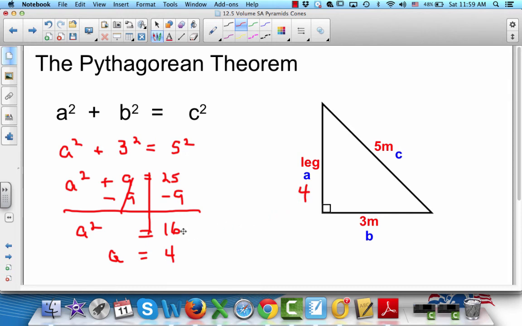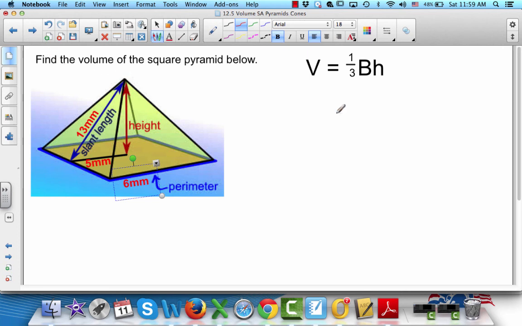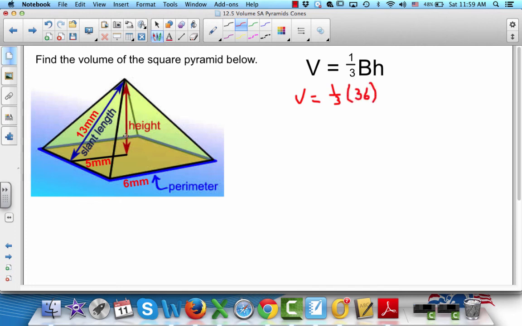So you're going to have to practice, get used to being able to use the Pythagorean theorem. You'll be given the formula. You just got to know when to use it. So let's go back to our original problem here. Let's start again. Volume equals 1/3 times the base. It's a square pyramid, so that's 6 times 6 times the height. So we've got to find out what the height is right here.